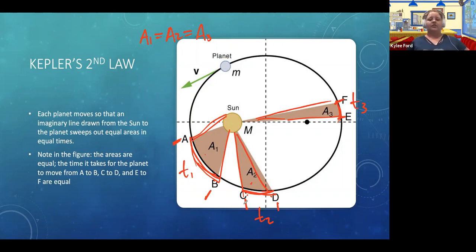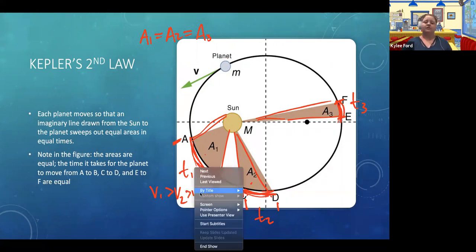It is going to have to slow down now, right? So in this first section, it's going at some velocity, v1. And as it moves this way, it has a smaller distance to travel, so it's going to be slower here from C to D. So this V1 is going to be faster than V2, and this last one here is going to be even slower than V2.